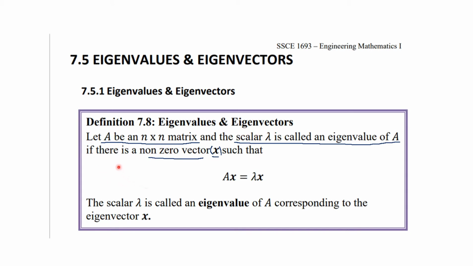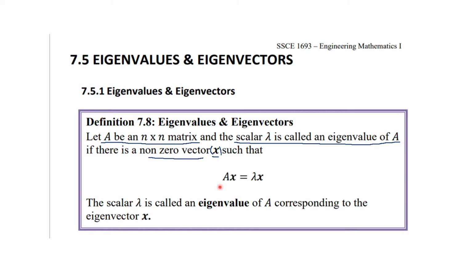Given an unknown n by n matrix A, with a scalar lambda, which is called an eigenvalue of A, with a non-zero vector x. Just from these three variables, A, lambda, and x, we can form a simple formula, which is Ax equals lambda x.